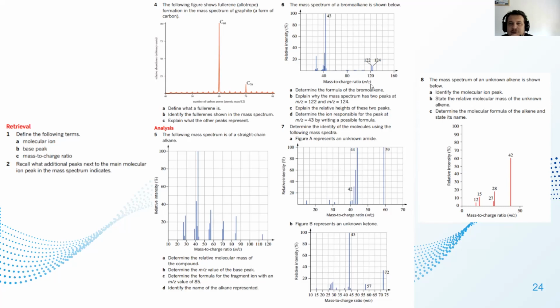So why do we have these 2 peaks here? Isotopes. Yep. So what's the likely compound? A bromoalkane. So we've got two different isotopes of bromine. Explain why. I mean, we'll just say because we've got isotopes. Okay, cool.